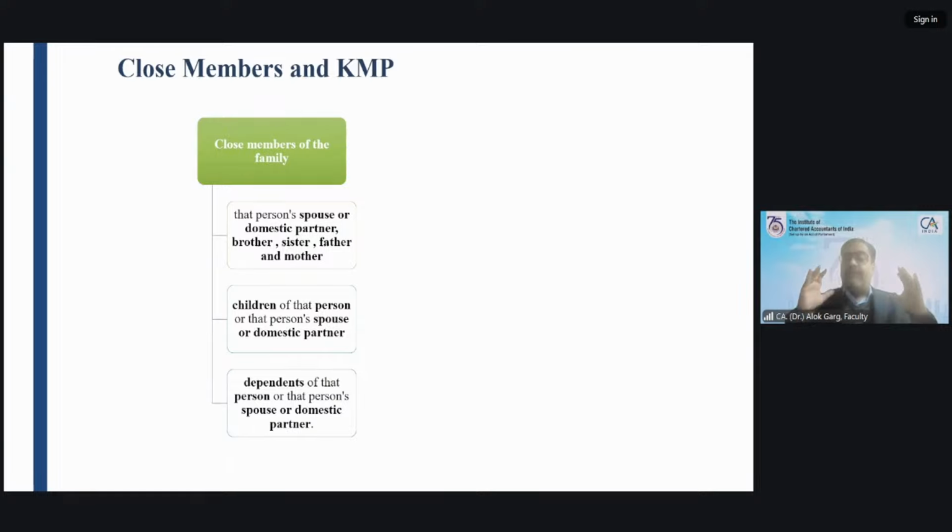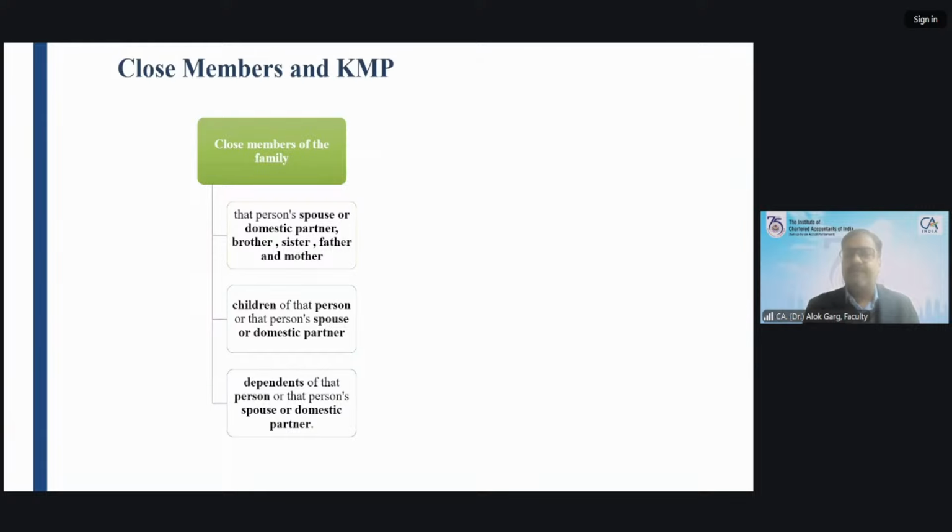So father and mother, parents of that person are covered. Parents of that person, right? That person's spouse or domestic partner or brother, sister, father, and mother. But when spouse's father will become a related party, when spouse's mother will become a related party, when they are dependent either on a spouse or on this person, right? Then it will become a related party.